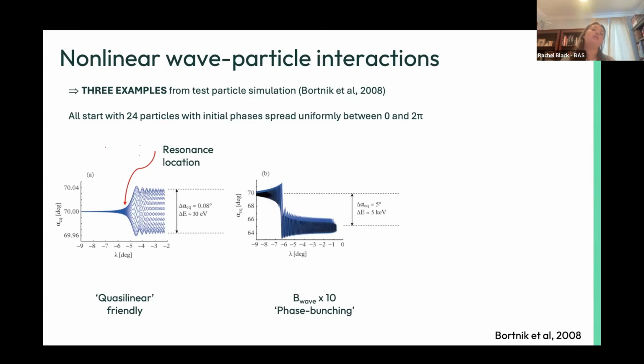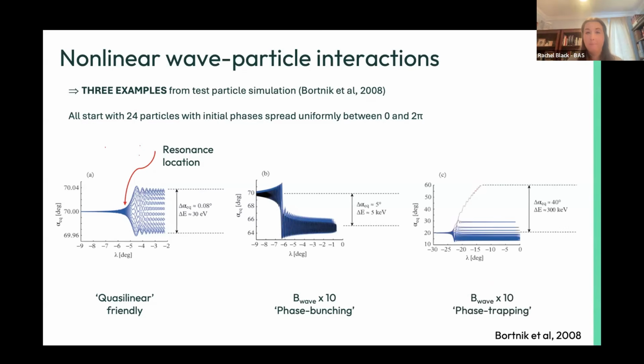However, if we were instead to increase the wave amplitude by a factor of 10 in this test particle simulation, you can see that we have a much larger jump in pitch angle and energy. And as well as this, the phases have all bunched together. This response is known as phase bunching.